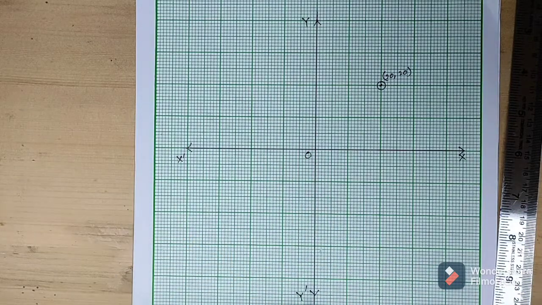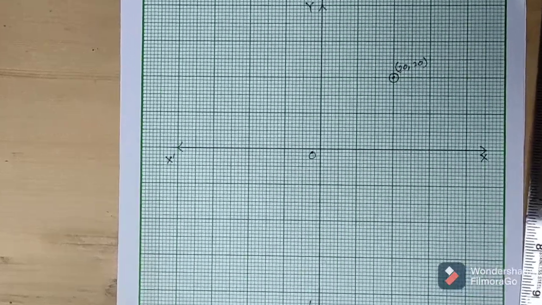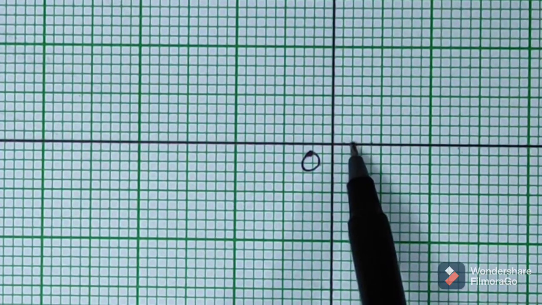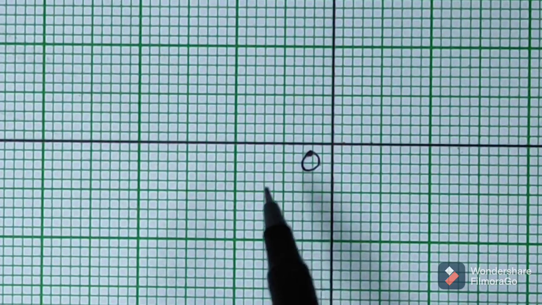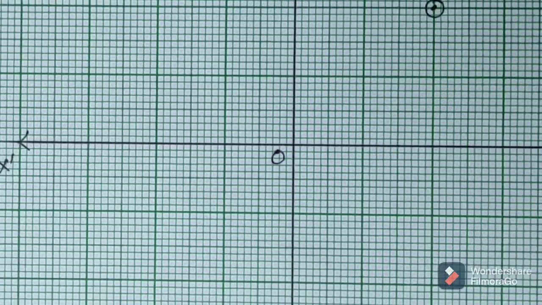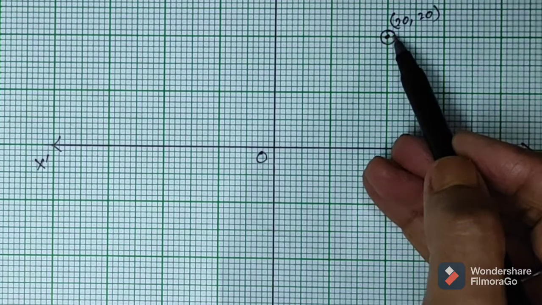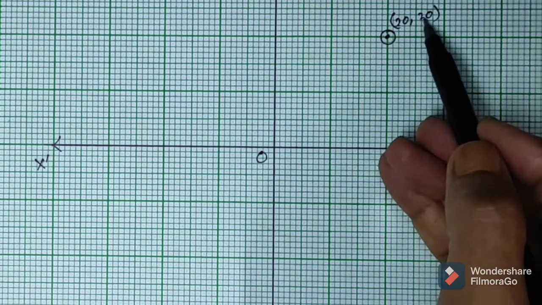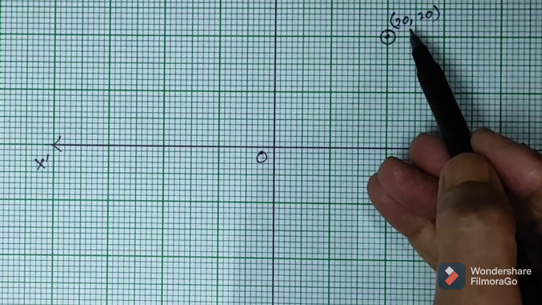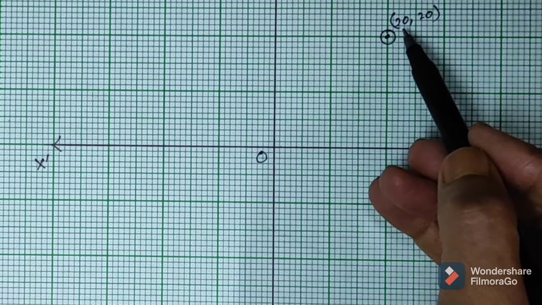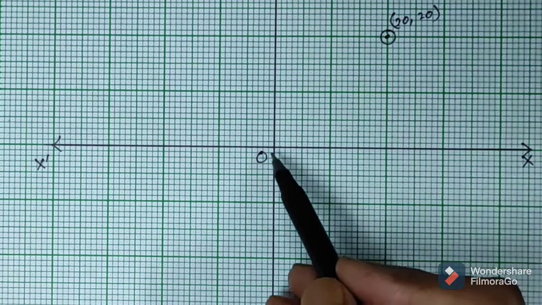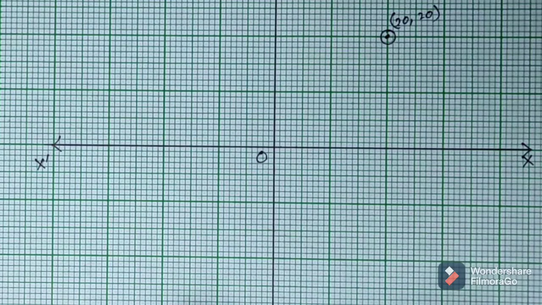Now here I am showing you, I have taken every single small division, that is every 2 millimeter, as one unit. Therefore, as I have taken one point, you can see here, this point has the coordinates (20, 20). Now we are going to learn how to get the image of this point when reflected on the x-axis.